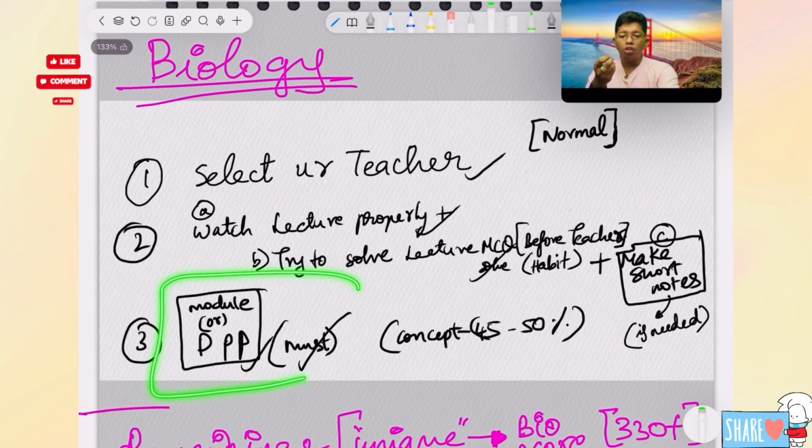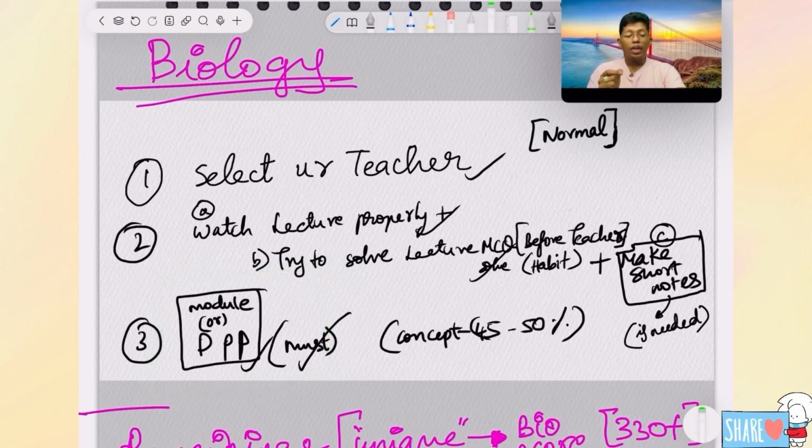Finally, you should also solve DPP modules. Don't take bio in a very easy way. Try to solve DPP modules also, it's a must. It's very important. By doing this alone, your concept will be understandable, but it will be around 45-50% only.